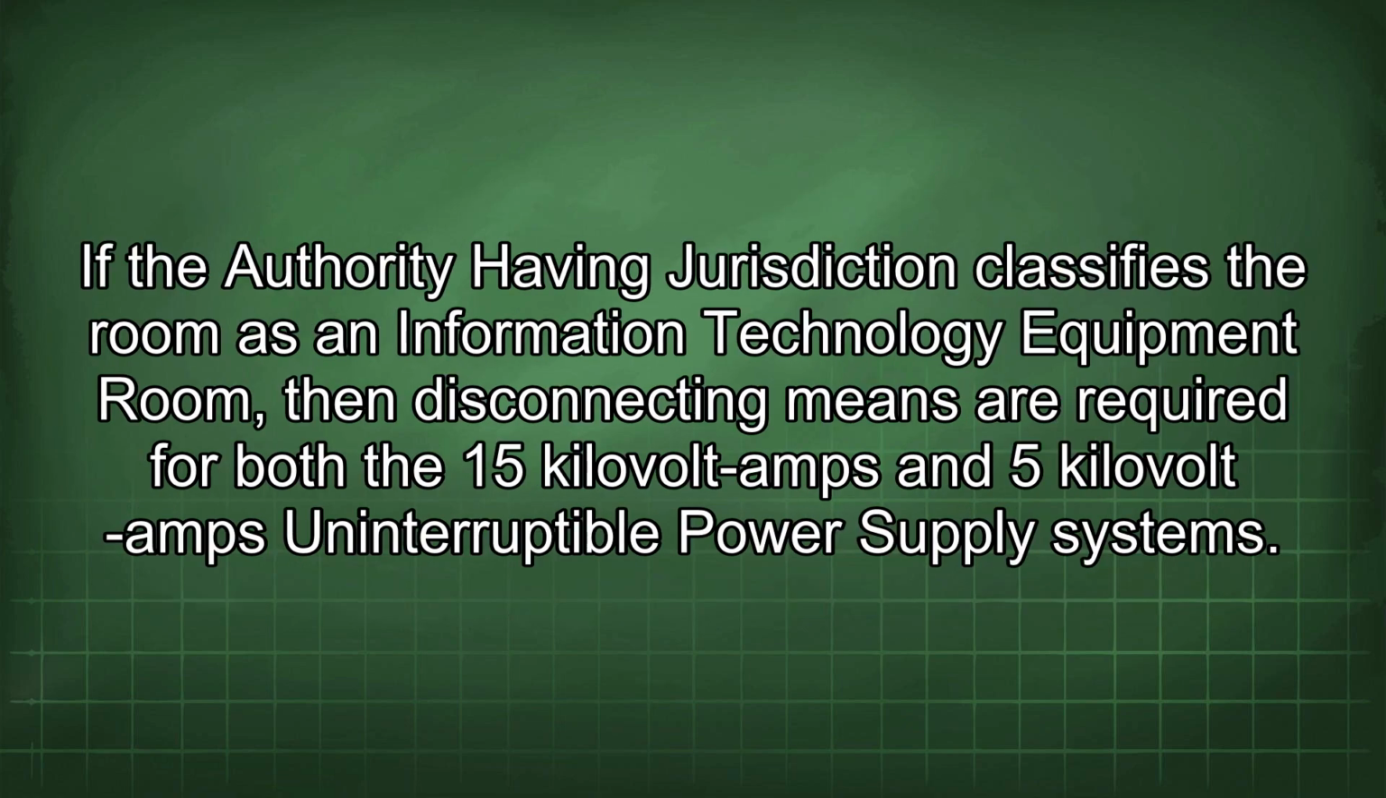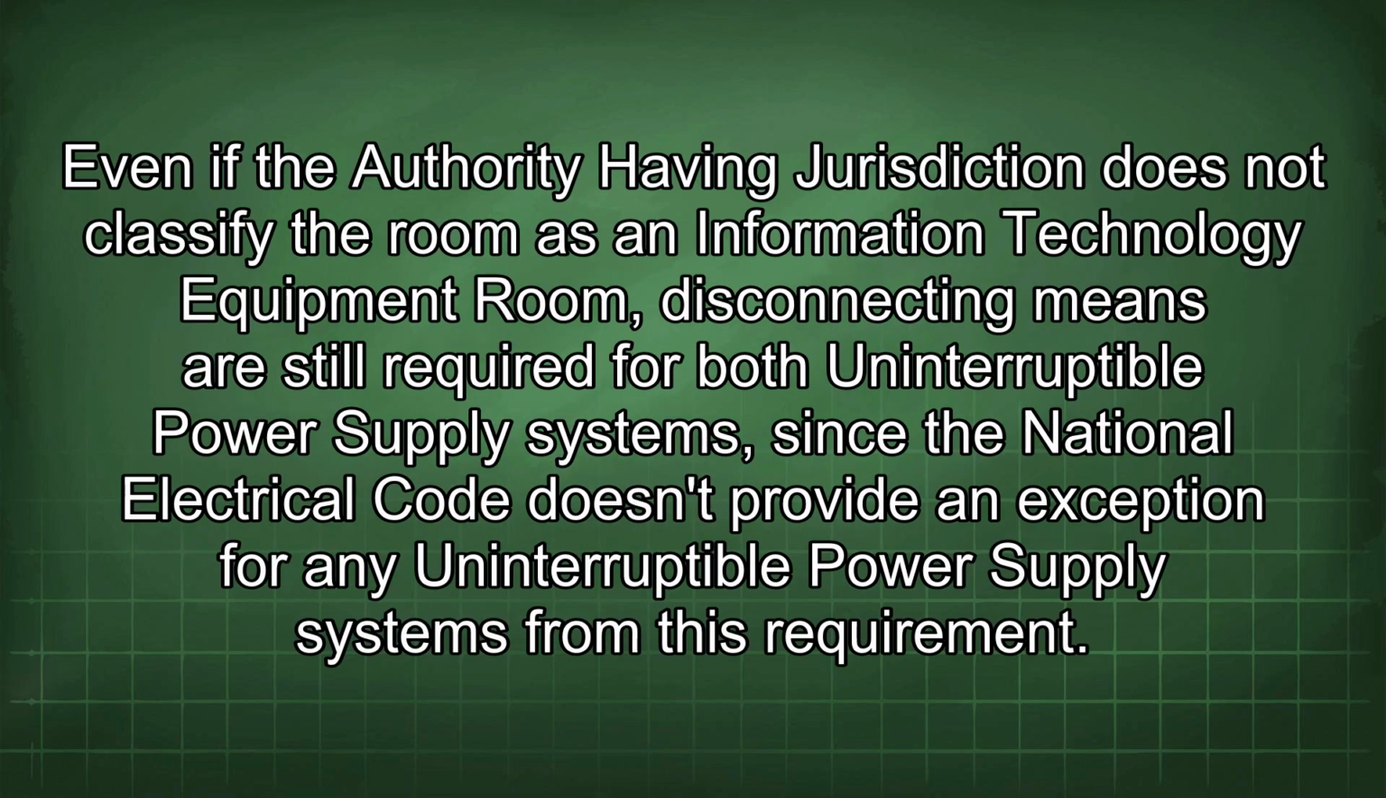If the authority having jurisdiction classifies the room as an information technology equipment room, then disconnecting means are required for both the 15 kV amps and 5 kV amps uninterruptible power supply systems. Even if the authority having jurisdiction does not classify the room as an information technology equipment room, disconnecting means are still required for both uninterruptible power supply systems, since the National Electrical Code doesn't provide an exception for any uninterruptible power supply systems from this requirement.